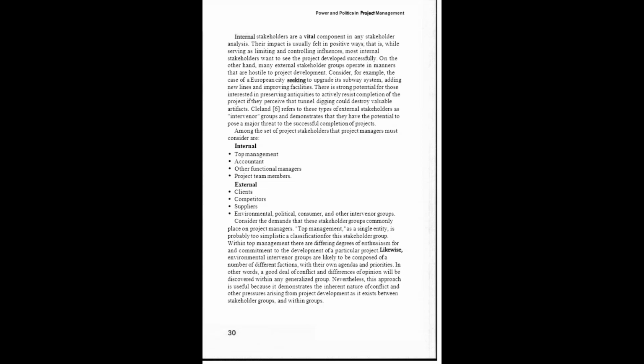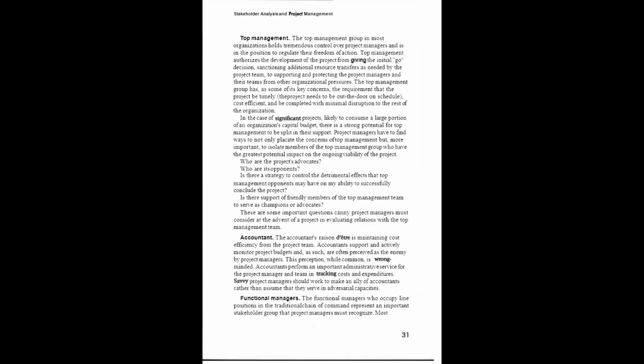Top management. The top management group in most organizations holds tremendous power and control over project managers and is in the position to regulate their freedom of action. Top management authorizes the development of the project, from giving the initial go decision and sanctioning additional resource transfers as needed by the project team, to supporting and protecting the project managers and other team members from organizational pressures.